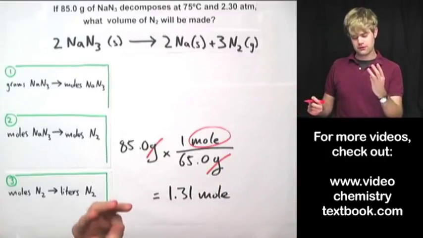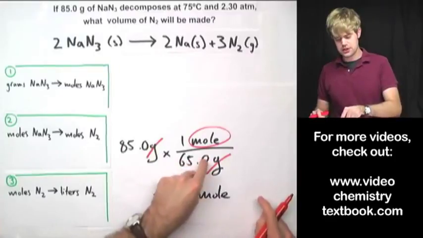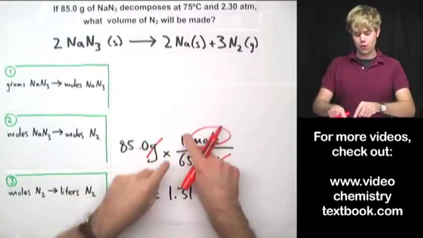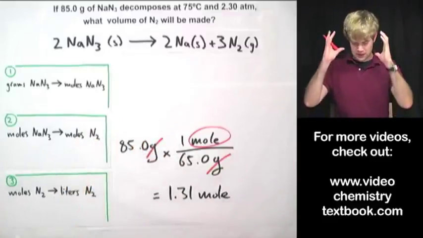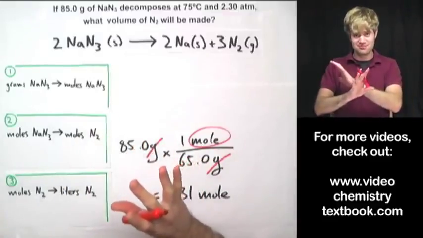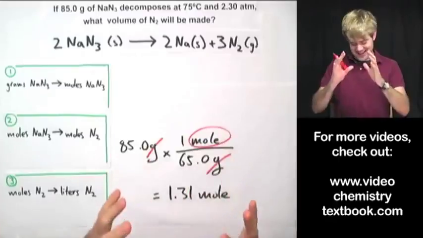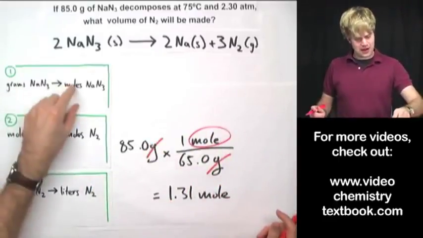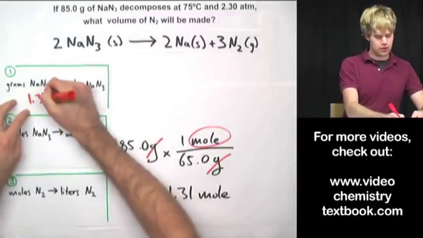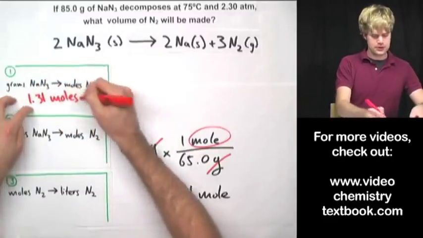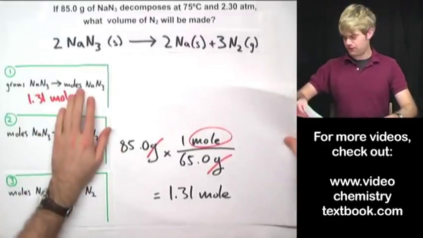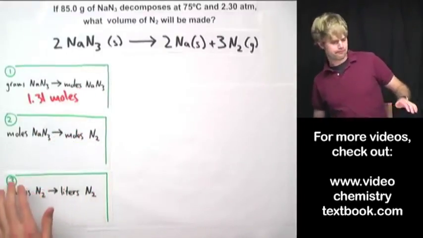We round to 3 significant figures because I have 3 digits there, 3 digits there, and the 1 is an exact number. It's in the definition, so we don't use this for the rounding. 1 mole, it's 1 mole. It's an infinite number of significant figures. Okay, so we end up with 1.31 moles of sodium azide, NaN3. So that's the first part of the problem.